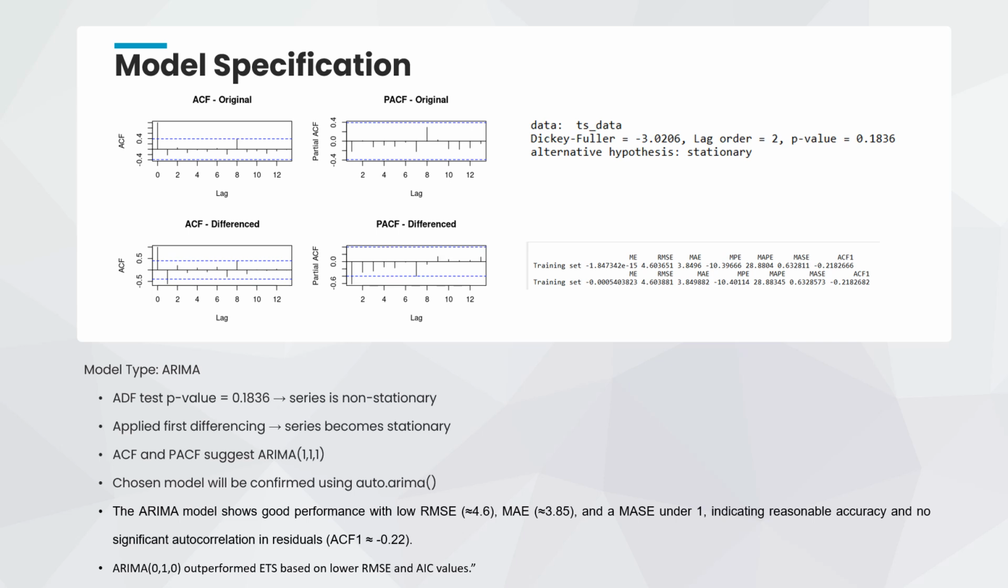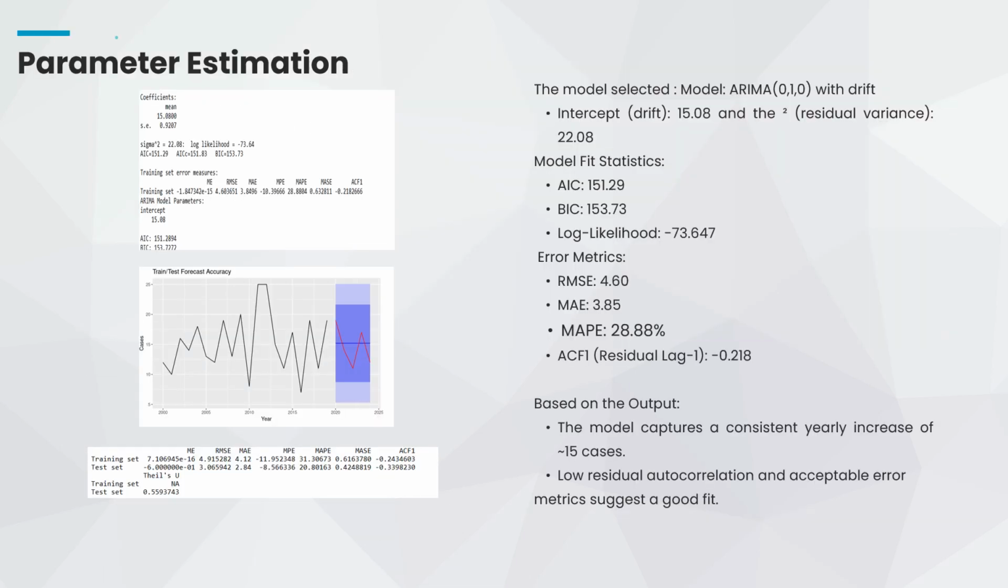The plots show ACF and PACF before and after differencing. Post-differencing, the autocorrelation structures flattened, confirming that the differencing was effective. These visual diagnostics supported our decision to proceed with ARIMA modeling. Moving on to the next slide, which is parameter estimation.